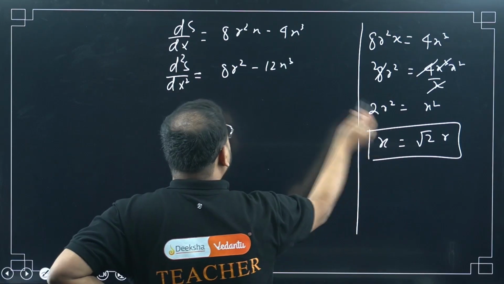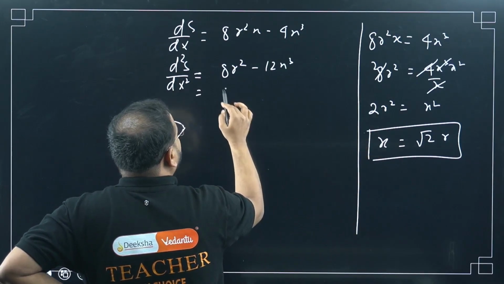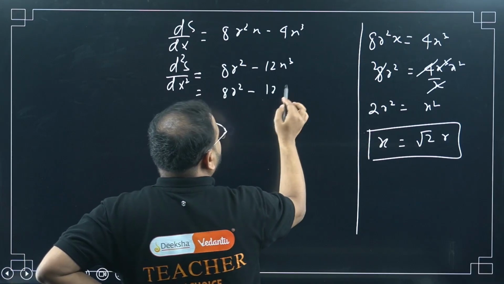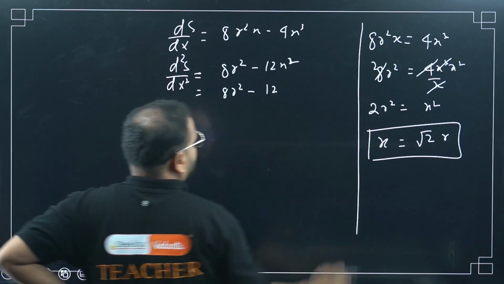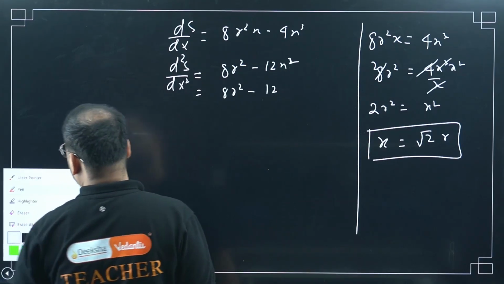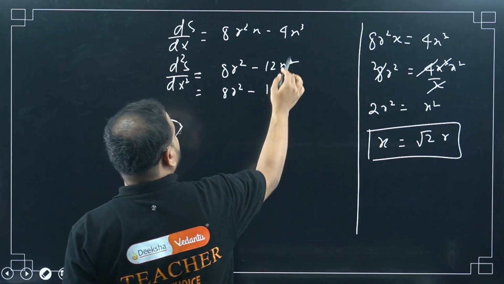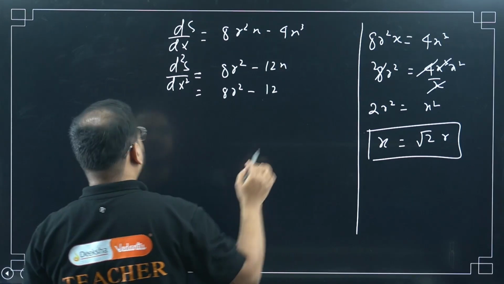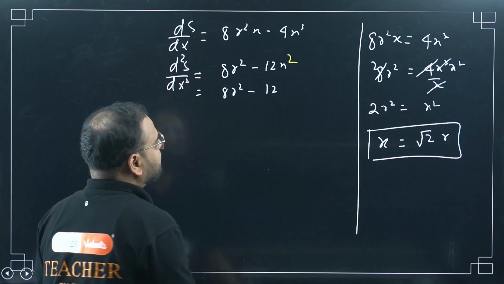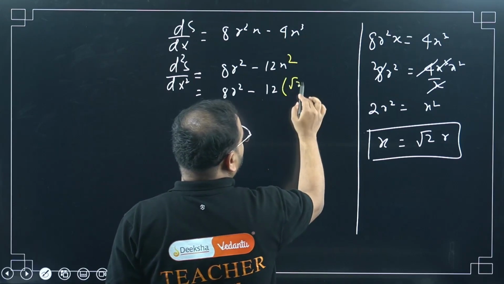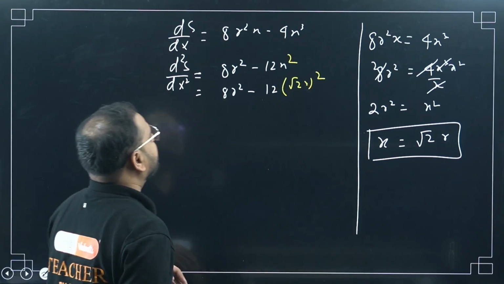Put this value in place of x. I'll get 8r square minus 12... okay, not x cube, x square. I've taken the differentiation, so 3 will come in front and this will become x square, right? So 12 times x square will be root 2r the whole square.